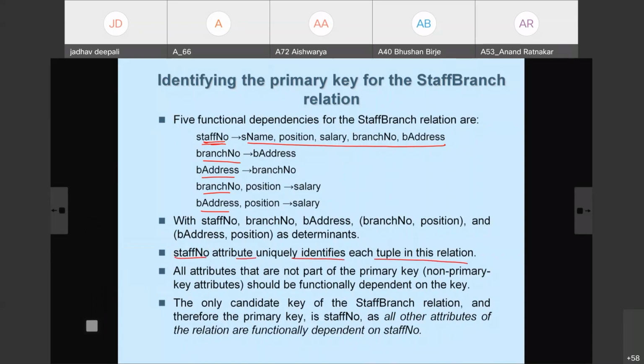If we calculate the branch address attribute closure, it contains only branch number and branch address. If we calculate this one's attribute closure, it contains branch number, position and salary. But if we calculate this, it already uniquely identifies all other attributes of the relation.